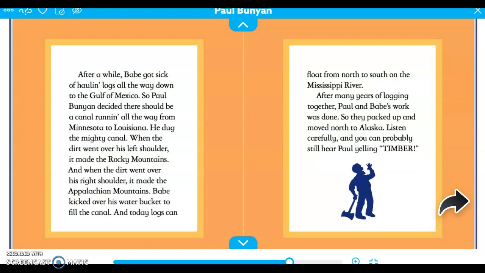After many years of logging together, Paul and Babe's work was done. So they packed up and moved north to Alaska. Listen carefully. You can probably still hear Paul yelling, "Timber!"